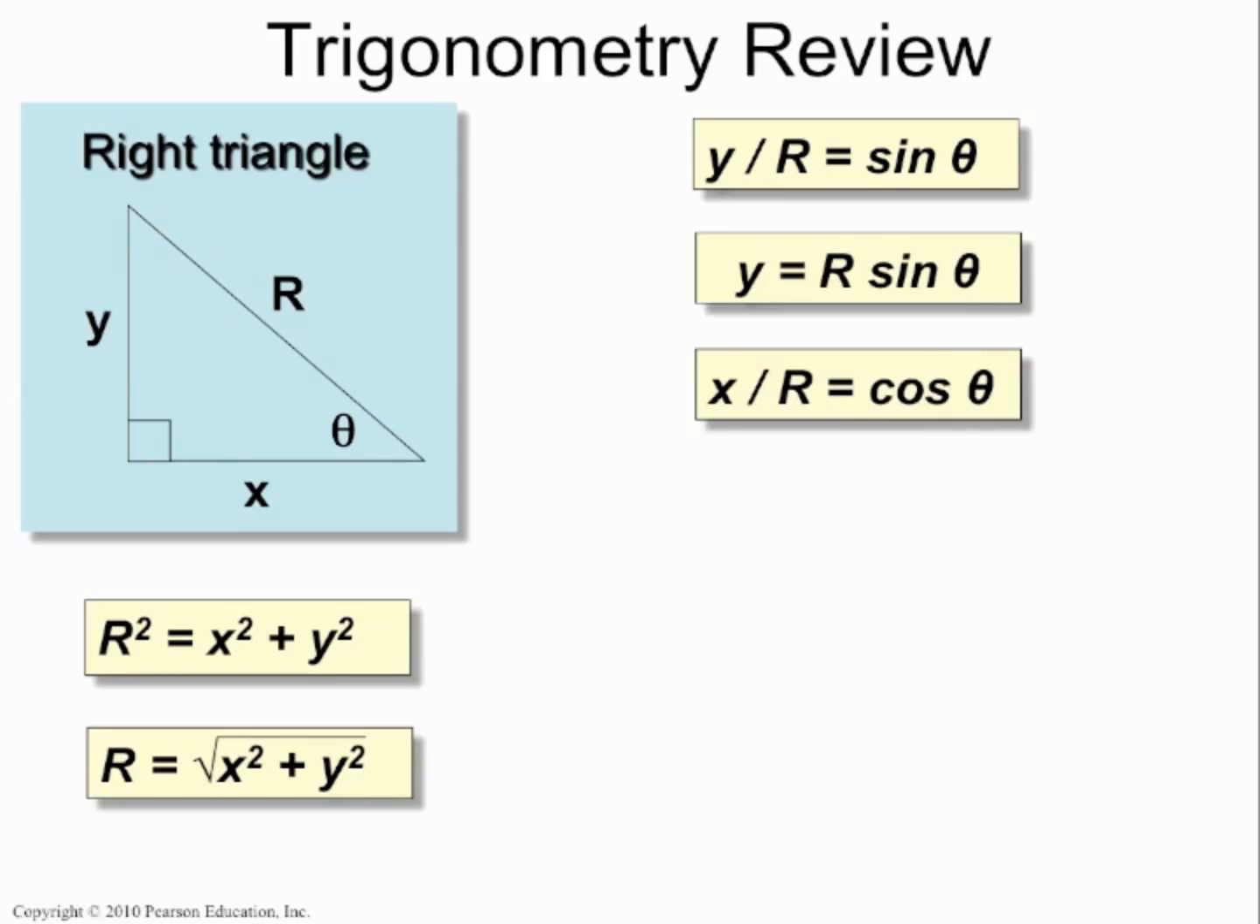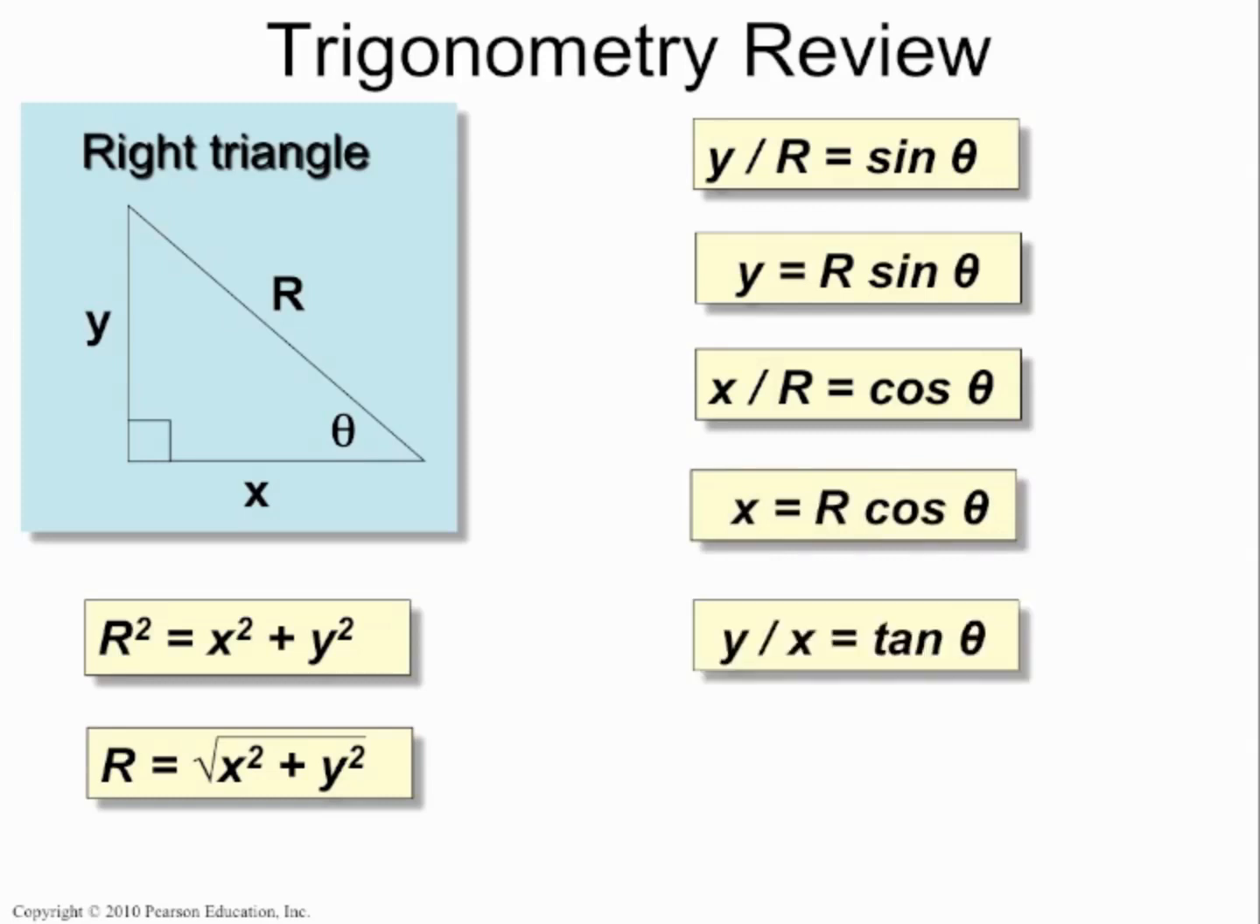X over r equals cosine theta. So x is the adjacent side. The adjacent over hypotenuse equals cosine. And the corollary, x equals r cosine theta. Y over x equals tan theta. So opposite over adjacent equals tangent.